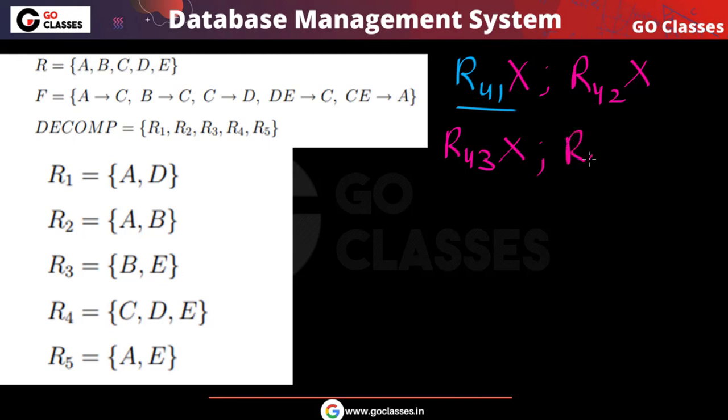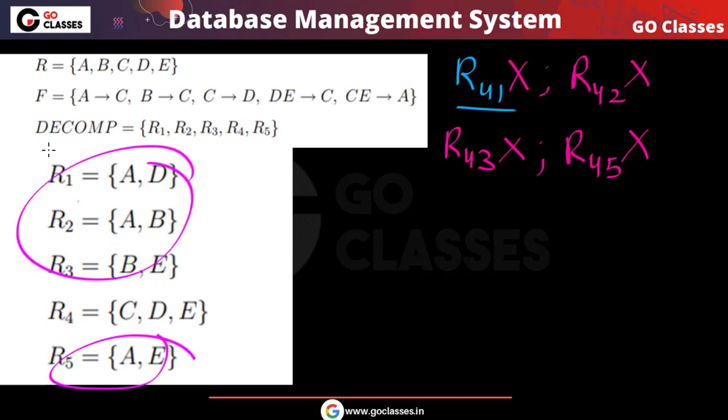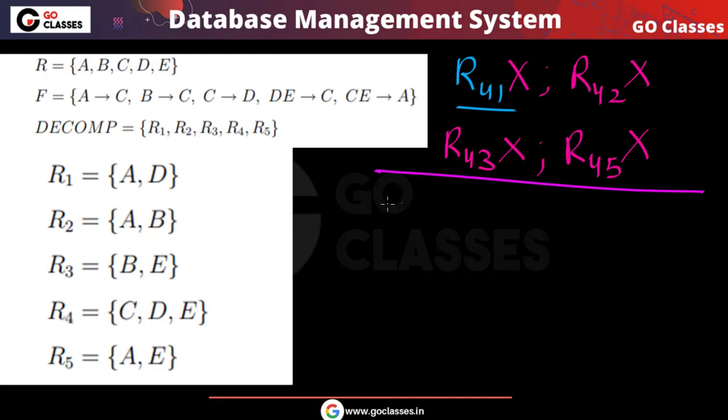Now let us see, can we combine R4, R5? What is the set of common attributes? The set of common attributes is E. Again, E is not a super key in R4 or R5. So we cannot combine R4, R5. So this R4 we cannot combine with any of them. Now, this we have seen.